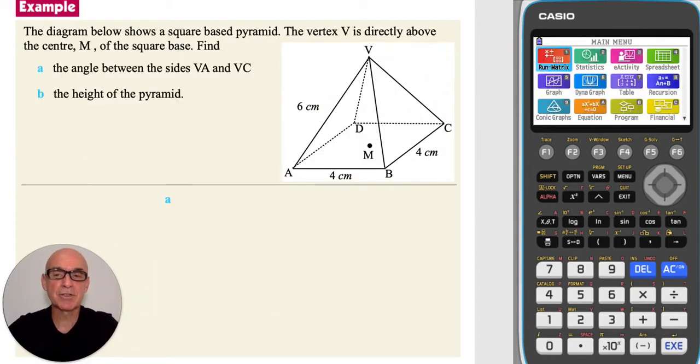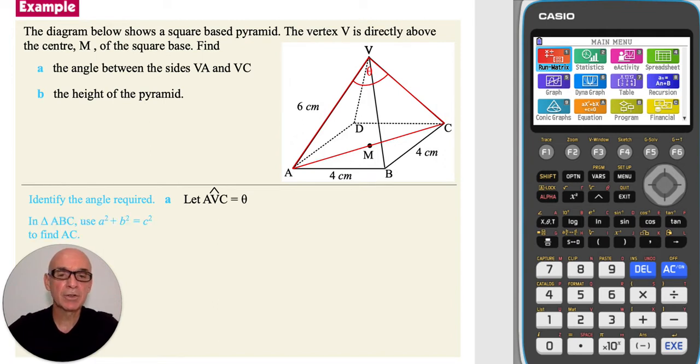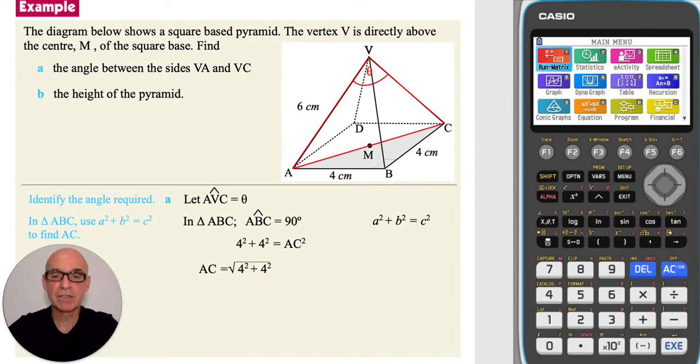In part A of this question, we're asked to find the angle between the sides VA and VC. If we start by identifying the angle required and letting angle AVC equal theta, as shown. In triangle ABC, which is right-angled at angle B, we can use Pythagoras' theorem to calculate the length of AC, the hypotenuse of the triangle. Squaring and adding the shorter sides of the triangle and square rooting the result.